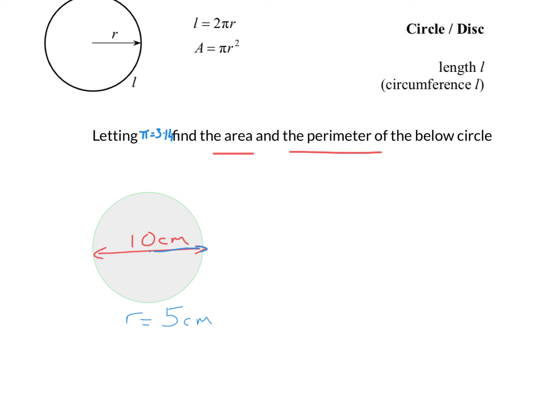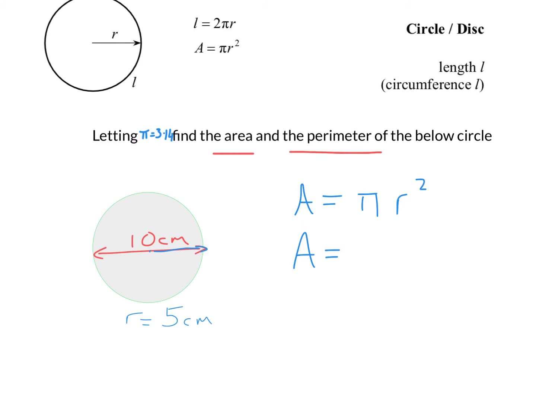So let's go. It asks us to find the area first of all, so we write out our formula. Again, often you get points just for writing out this formula. Then we're going to sub it in. Again, you're often going to get points just for subbing it in. So the area is pi r squared.